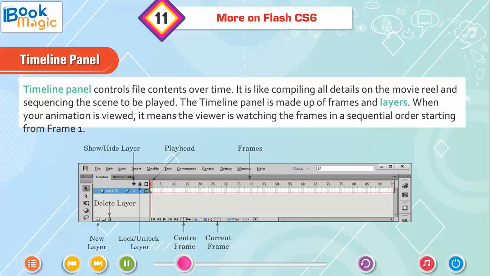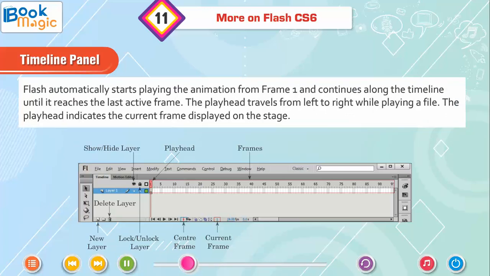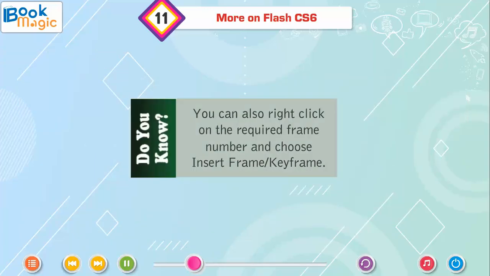When your animation is viewed, it means the viewer is watching the frames in a sequential order starting from frame 1. Flash automatically starts playing the animation from frame 1 and continues along the timeline until it reaches the last active frame. The playhead travels from left to right while playing a file. The playhead indicates the current frame displayed on the stage. Do you know? You can also right-click on the required frame number and choose Insert Frame, Keyframe.